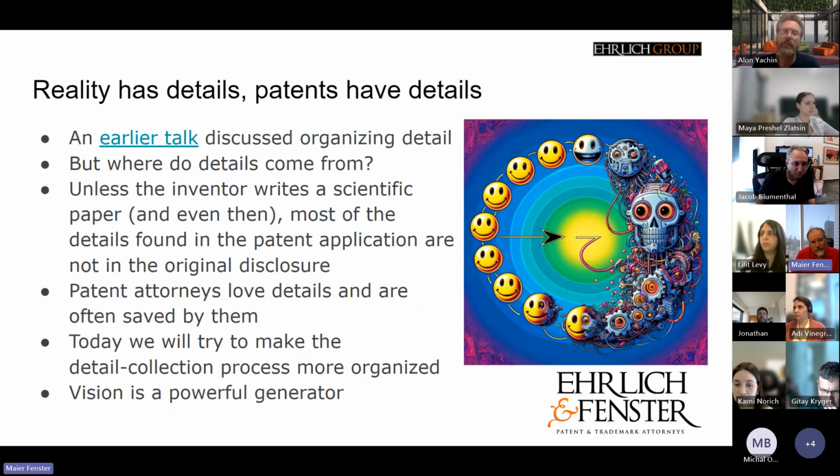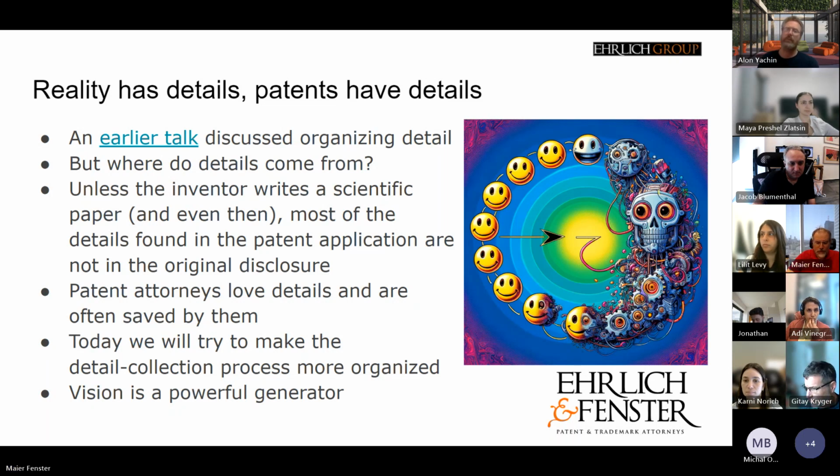Now, even if the inventor writes a very long and detailed disclosure, the patent application is going to have a lot of details that are not in that disclosure. And most inventors do not write a long and detailed disclosure. And of course, patent attorneys love details. What I want to do today is try to make the whole idea of where you get details from, and what these details look like, more organized.